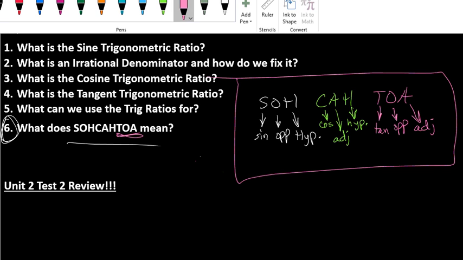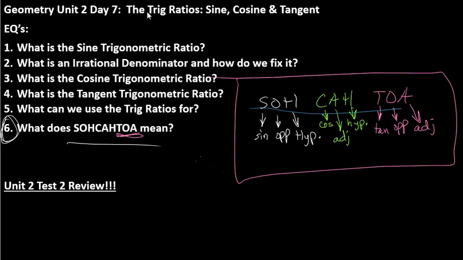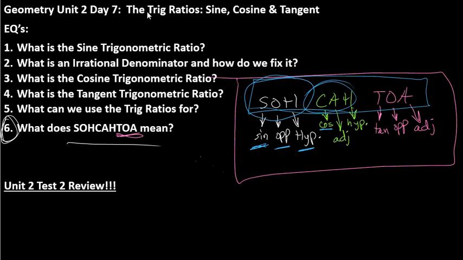This is going to help you remember your trig ratios. If you can remember these little acronyms, SOH has to do with sine, right? Sine is opposite over hypotenuse. CAH has to do with cosine. Cosine is adjacent over hypotenuse. And TOA has to do with tangent. Tangent is opposite over adjacent.